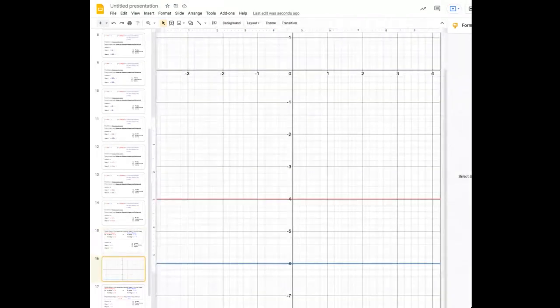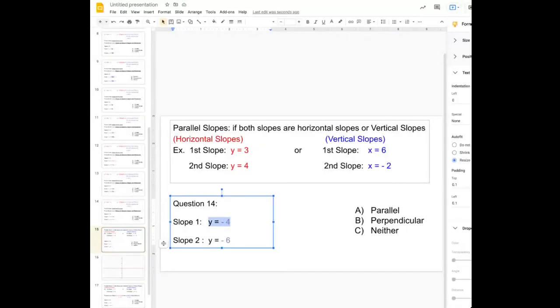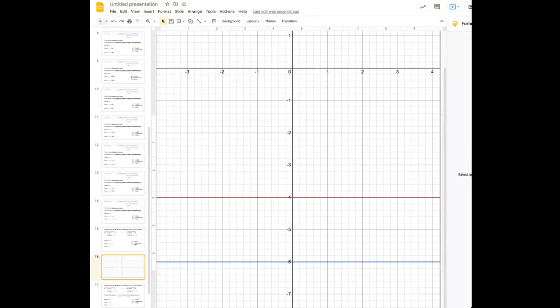I graphed it earlier. Like I said, it's not that difficult to graph, right? So here you see horizontal slopes. The one in red is y equals -4. The one in blue is y equals -6. And if you notice, when you're looking at it, it looks parallel, right? It's not gonna intersect with each other. It's gonna keep going straight forward, right? So that's how you graph y equals -4 and y equals -6. You just draw a horizontal line crossing the y-axis. Okay.